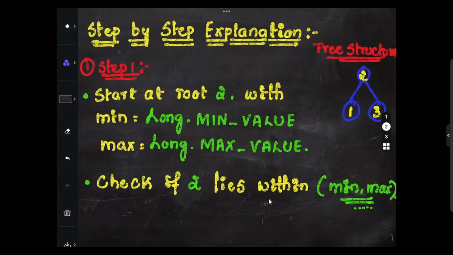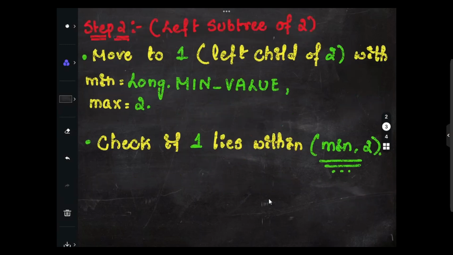Let's move on with the step-by-step explanation. The first step is we will start at 2 here. The min we will assign to Long.MIN_VALUE, and the max we will assign to Long.MAX_VALUE. Easy, right? We check if 2 lies within min, max. Yes, 2 lies within min, max.